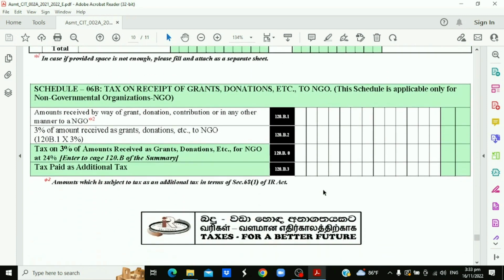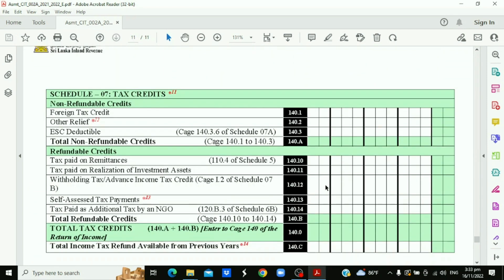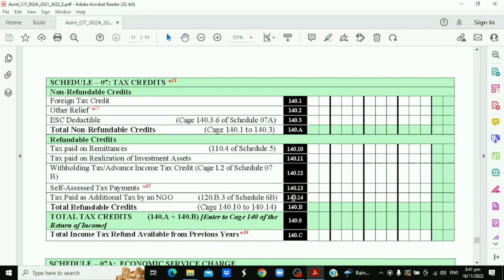Right, we can discuss schedule 6. Now we move into schedule 7. Schedule 7 is also a compulsory one. This is a very important point, mainly concerned with the tax credit. Once you complete this, you need to be very keen and enter the values correctly, because if you do not enter them correctly, sometimes your entire tax liability may change, and the balance amount may change. Therefore, this point is very important.